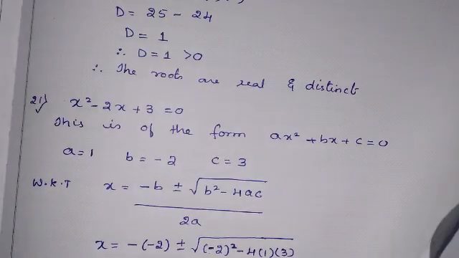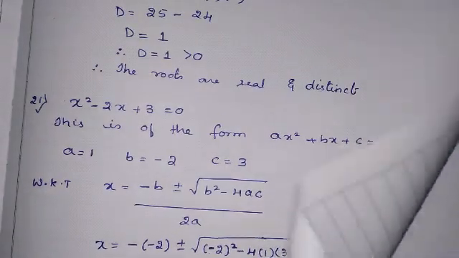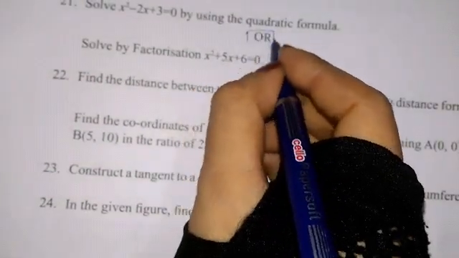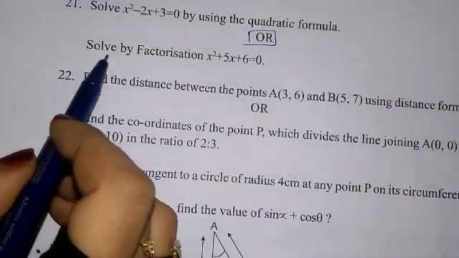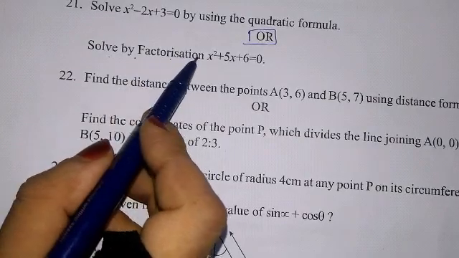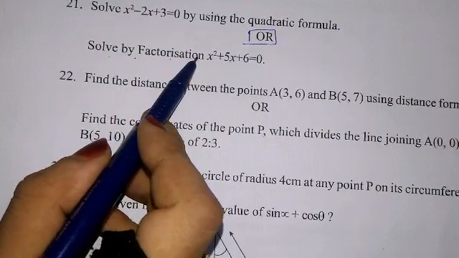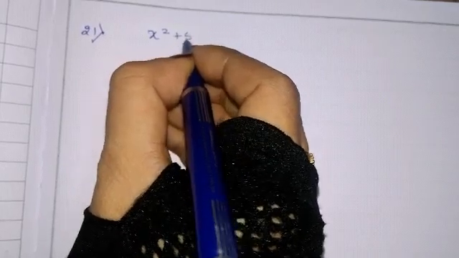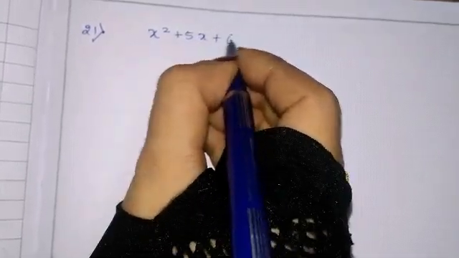Now in question number 21, there is one more question, or solve by factorization. We have two methods in quadratic equation, one is the formula method and one more is the factorization method. They have given the choice to solve this problem by factorization.